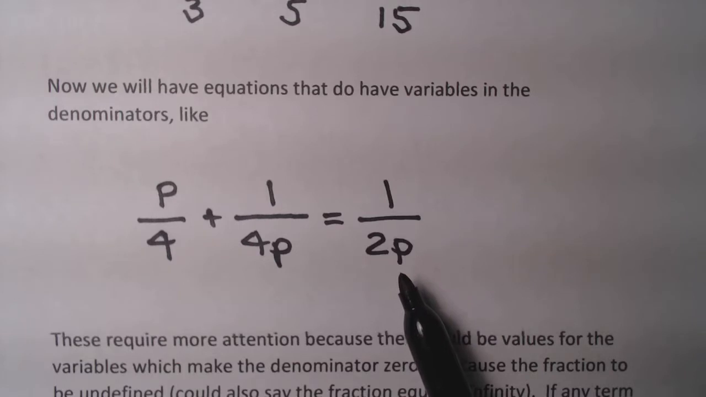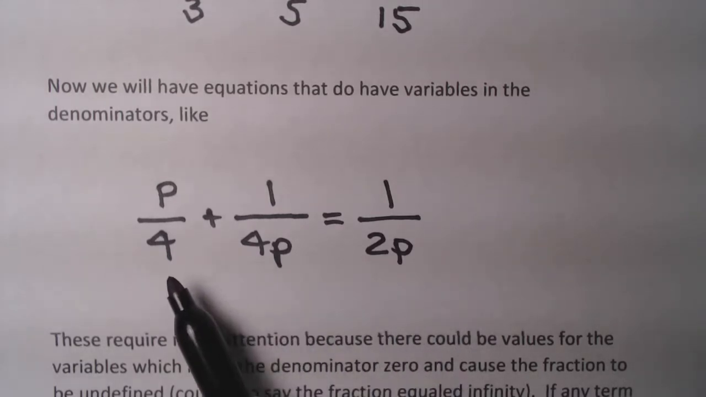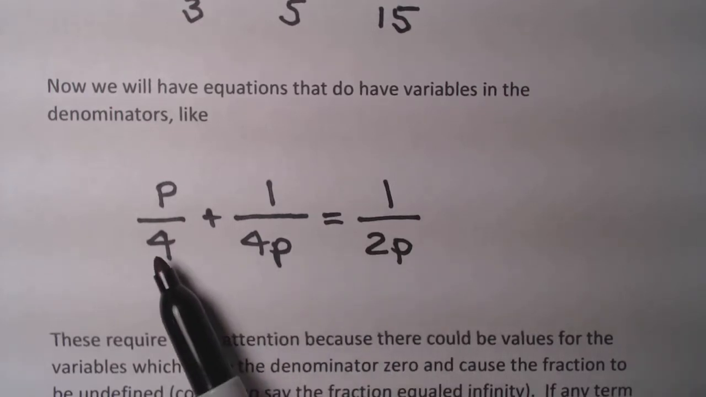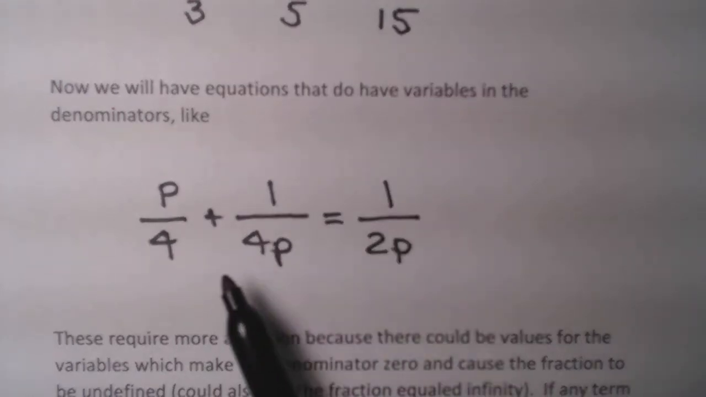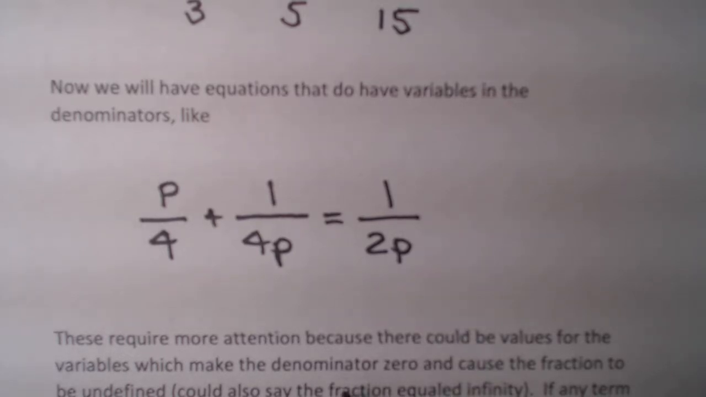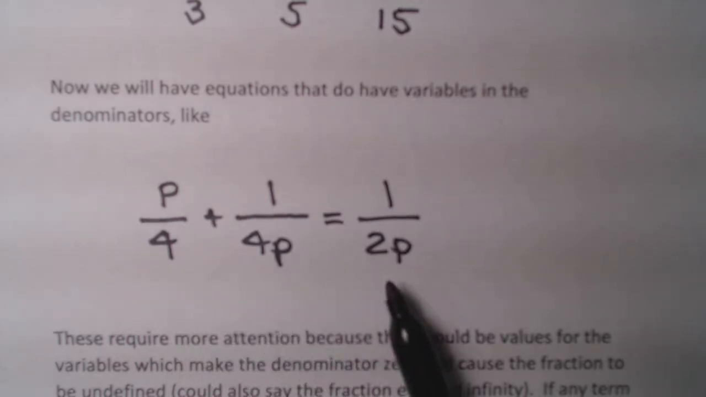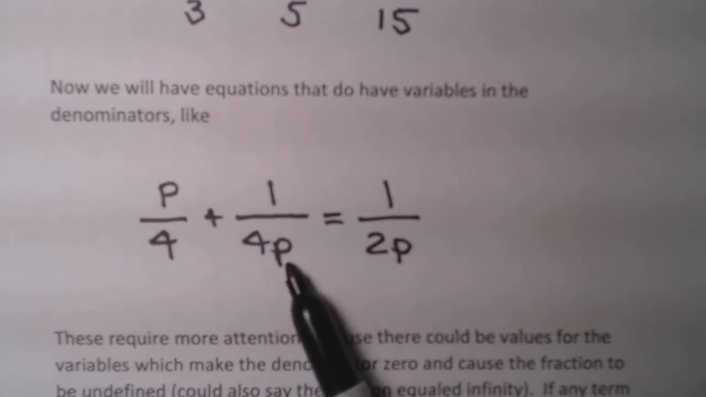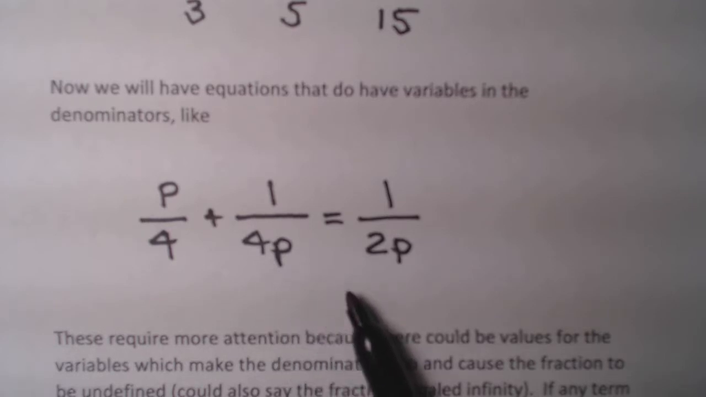Well, we're going to do the same thing. We're going to figure out what the LCD is. Looks like it's 4 times P here, and multiply each and every term by that and cancel out the denominators. But there's one additional problem that we have to keep track of here. A little bit more work in these, because there could be some values of the variable which make the downstairs equal to 0. For instance, right here, P equals 0. This denominator would be 0.